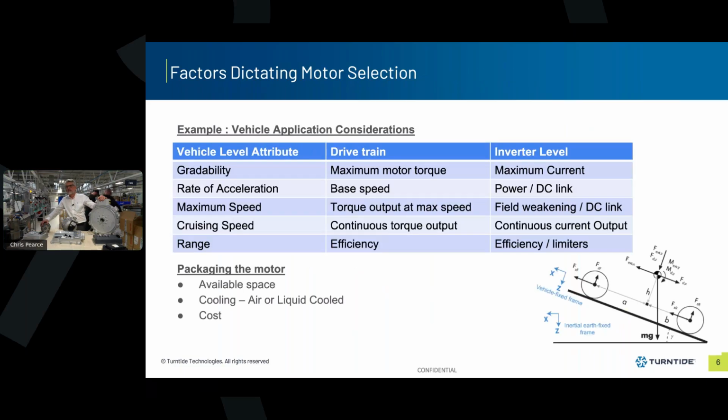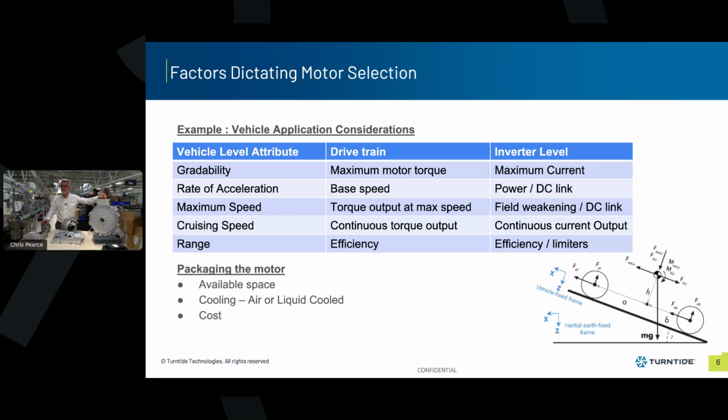Next slide, please. So assuming that we're talking about a vehicle system, some of the impacts of the motor selection on the inverter are the primary parameters for vehicle level attributes of gradability, rate of acceleration, maximum speed, cruising speed, and of course range, which is a critical factor in selecting and designing an electrification system. The maximum torque of the motor governs your gradability, which is directly linked to the amount of current you can get into the machine.